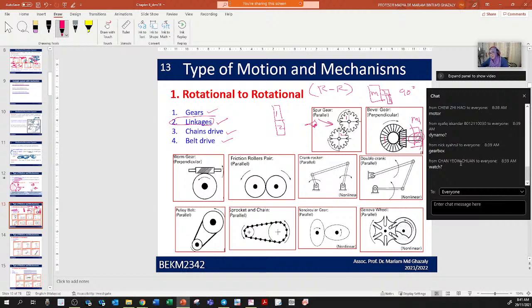Watch, I'm not sure. You have to open the watch if you want to see. But the common one that we use for bevel gear is in a robotic arm.